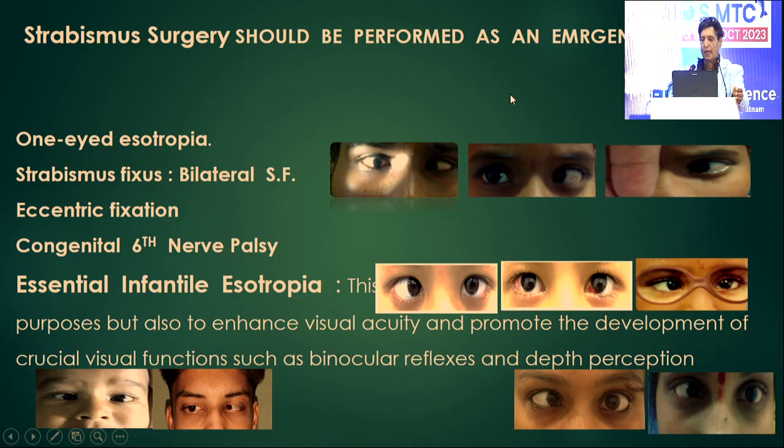Then strabismus surgery should be performed as an emergency procedure, especially in one-eyed esotropias and strabismus fixus. Madam has already shown you how to see whether there is a strabismus fixus or not. Then bilateral strabismus fixus, eccentric fixation, congenital sixth nerve palsy, essential infantile esotropia. In all these cases, the purpose is also to enhance visual acuity, which promotes the development of crucial visual functions, the binocular reflexes and depth perception too.